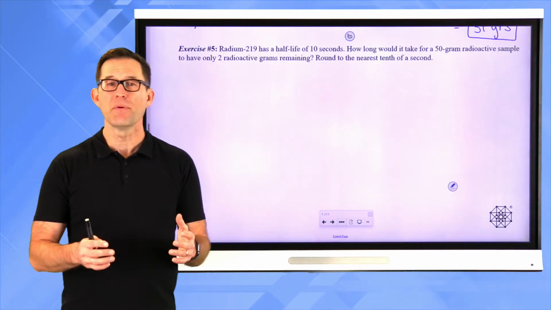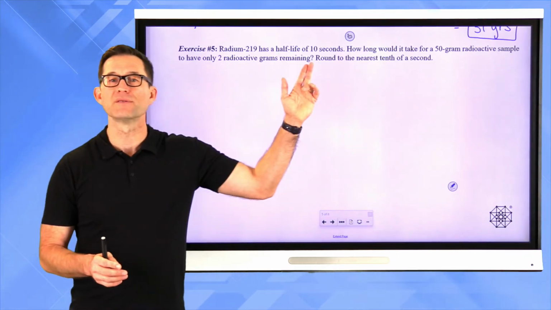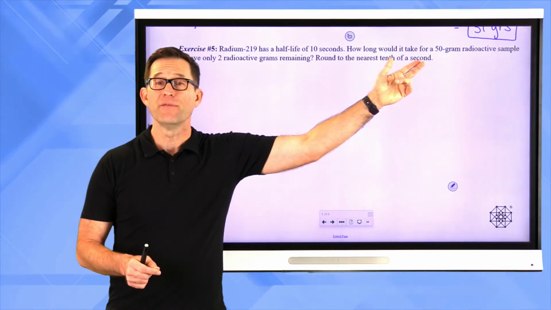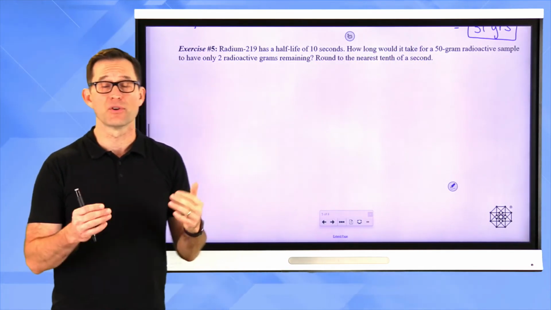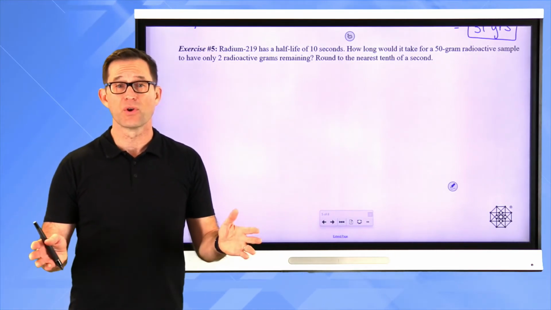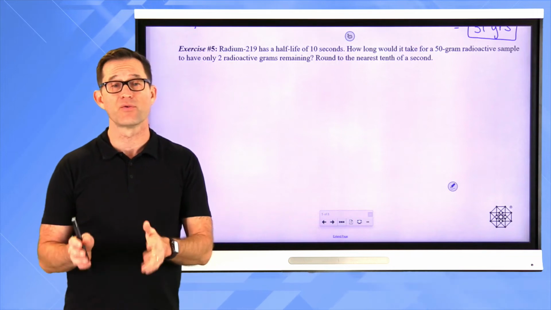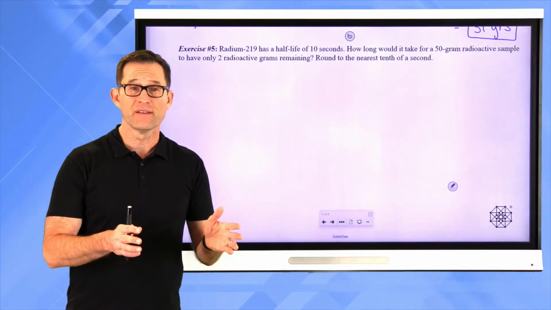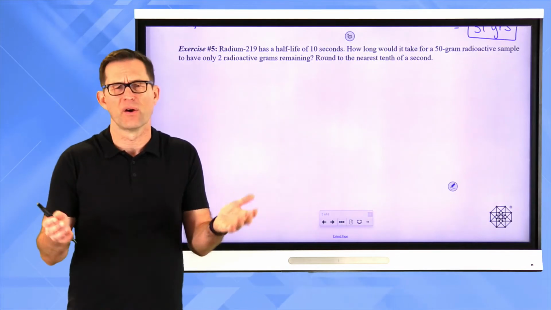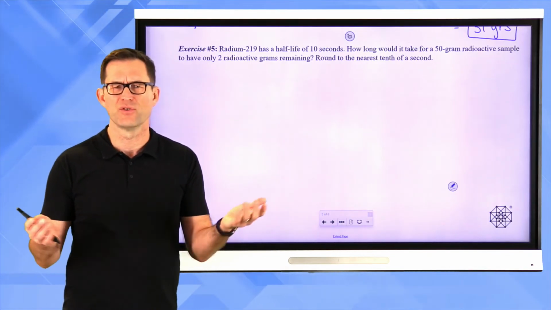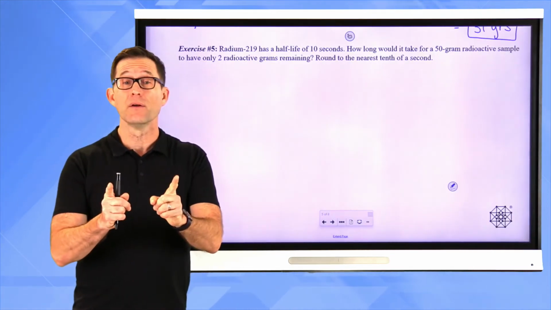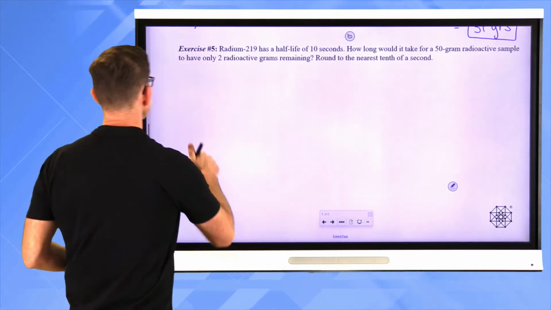Now again, keep in mind what it means to have a half-life of 10 seconds. It means after 10 seconds, that 50-gram radioactive sample has become a 25-gram radioactive sample. After another 10 seconds, so a total of 20, that 25 has gone to 12.5. Another 10 seconds, that 12.5 has gone to 6.25, etc. After that, I don't know, because what's a quarter divided by 2? Who knows? Maybe it doesn't even exist. So let's now take a look at the model. I was kidding, it does exist.